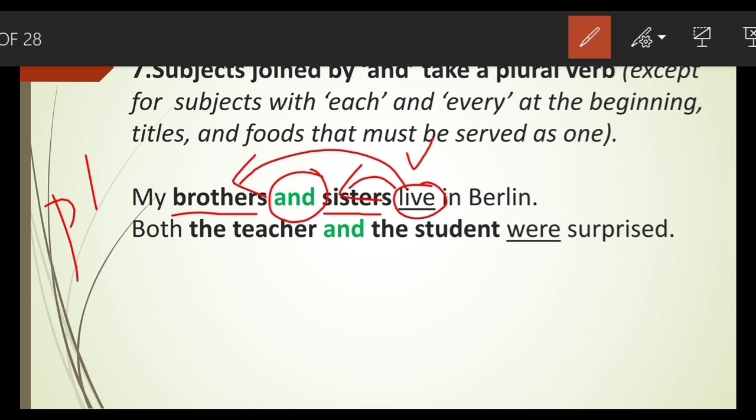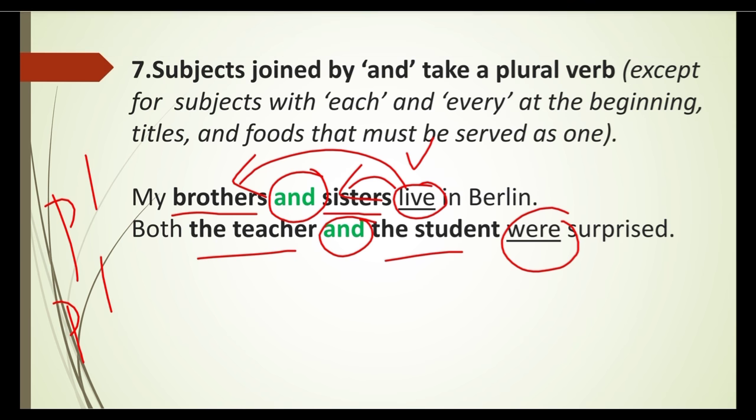Next, both the teacher and the student were surprised. So, dito, were ang ginamit natin na verb, walang S. So, bakit plural? Kasi nga, we have here subjects joined by and. Ayan, so we have the teacher and the student. So, that's why. Next.